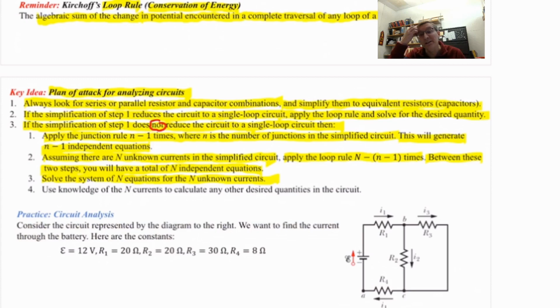And that's somewhat easier to say than to do, because the algebra could get messy. And then fourth substep, use your knowledge of the capital N currents to calculate any other desired quantities in the circuit. Okay, we have to practice with this, and we'll be doing that in class, but I'm going to also do a little bit of it right here with you.